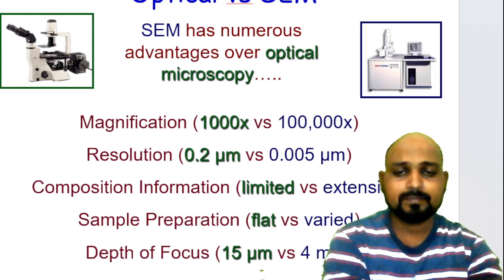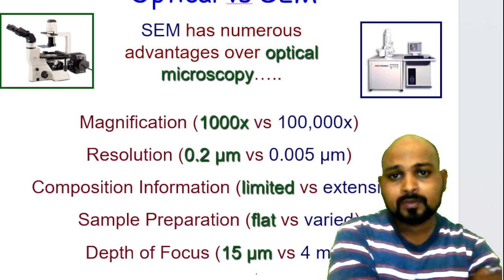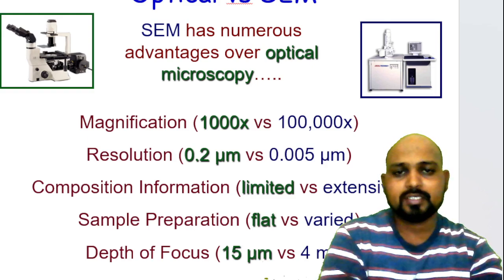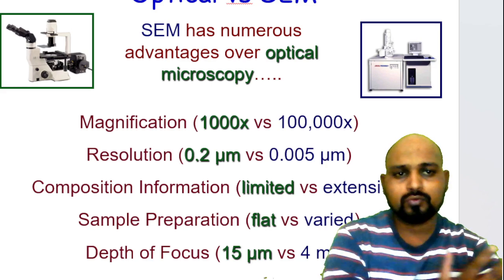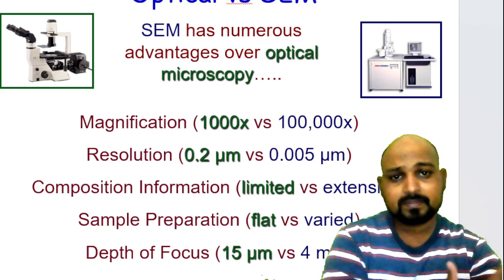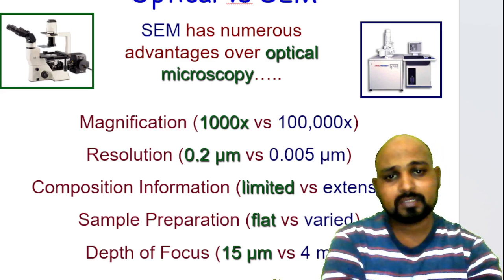Optical versus SEM, which one is better? Well, obviously each instrument has its own advantages and disadvantages. SEM has numerous advantages over the optical microscope.